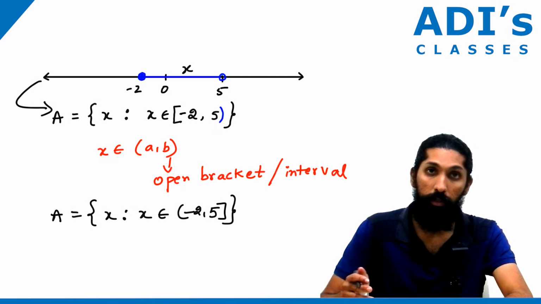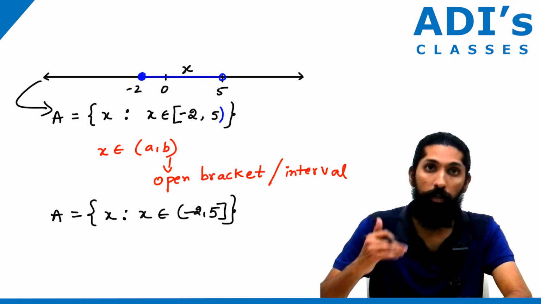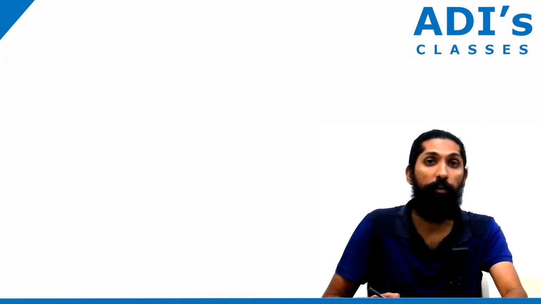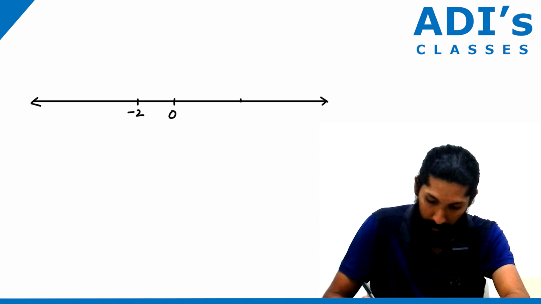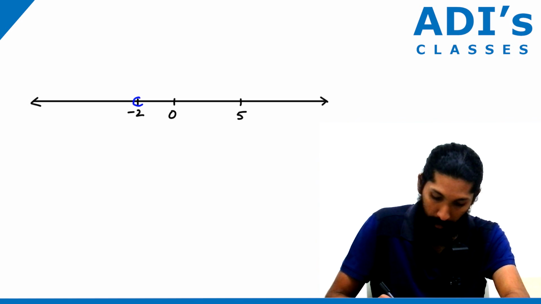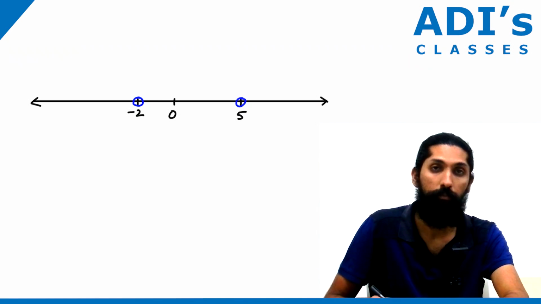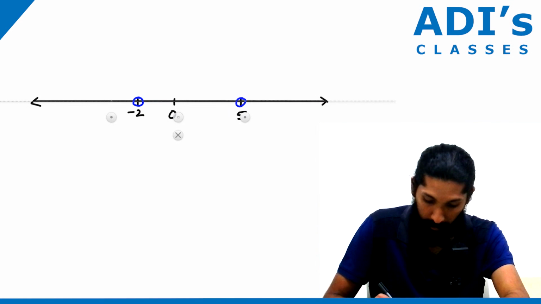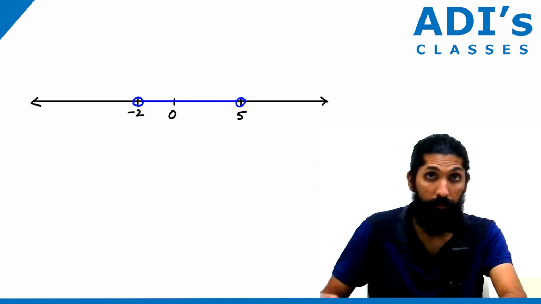Okay, the next one, both are open intervals. How do we represent that? See, if both of them are open, again you're going to have one number line. This is 0, say this is -2, say this is 5. Now, in this case, both of them are open, and the values in between are the range.